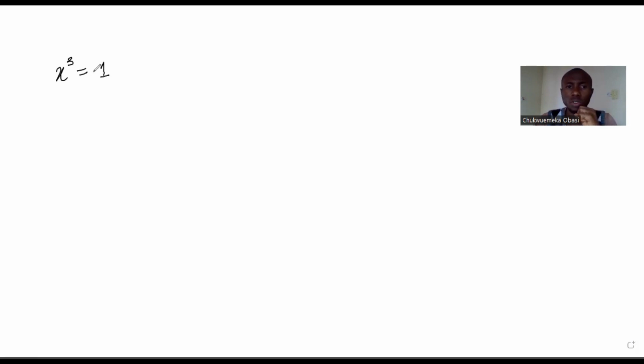Right, the first thing I want you to remember is the difference of cubes. Remember, if you have a cubed minus b cubed, the result will be a minus b times a squared plus ab plus b squared. That's the result. Whenever you have a cubed minus b cubed, this is what you get, right?